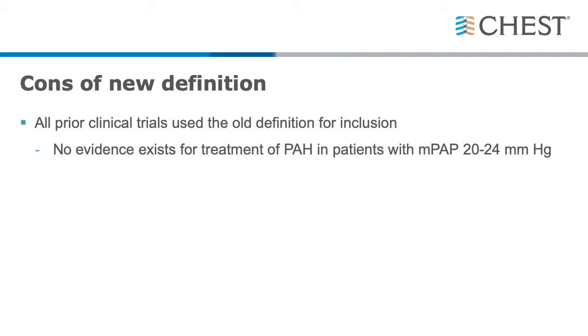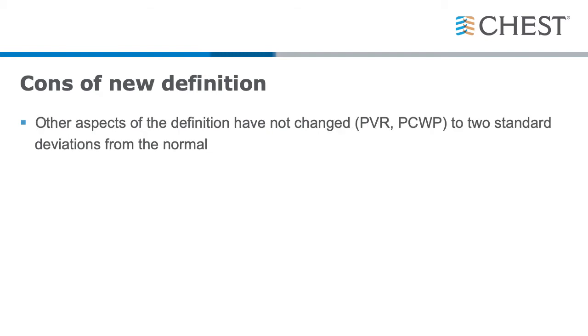It also, I think, gives these patients kind of a lot of psychological burden. I mean, you're diagnosed with a disease, but yet we can't offer you treatments. We just kind of have to wait until it gets worse, which I think can be nerve-wracking for patients. Other aspects of the hemodynamic definition have not changed, including the pulmonary vascular resistance and pulmonary capillary wedge pressure. And I'll argue that this really kind of limits how many patients will be reclassified into the new definition.